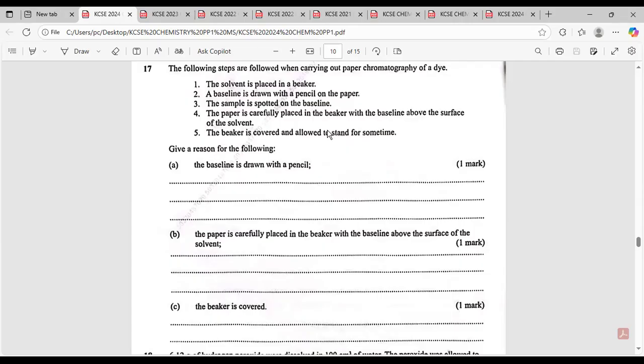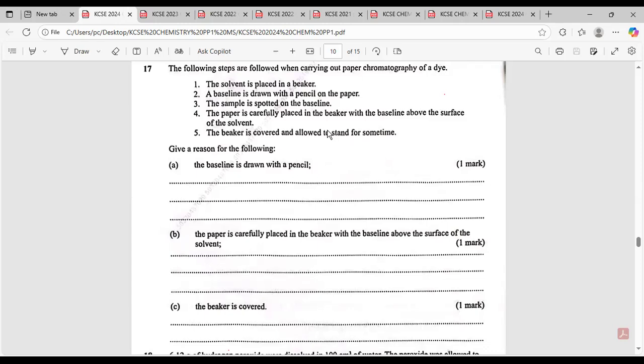The baseline. Give a reason for the following. The baseline is drawn with a pencil. Very good. Who can give us the reason why? What do you think, why do we have to draw the baseline using a pencil? Someone to give it a trial?